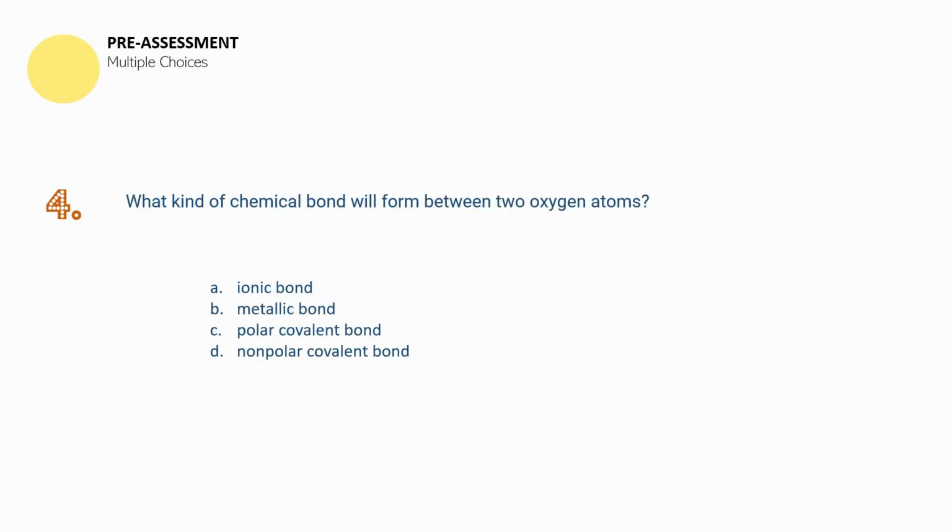Question number 4 is asking, what kind of chemical bond will form between 2 oxygen atoms? A, ionic bond, B, metallic bond, C, polar covalent bond, and D, nonpolar covalent bond. If you need more time, you can pause this video. If you have decided to continue, that means you are ready for question number 5.